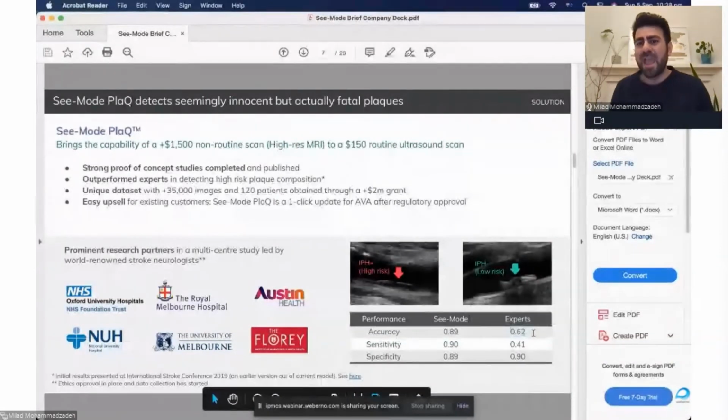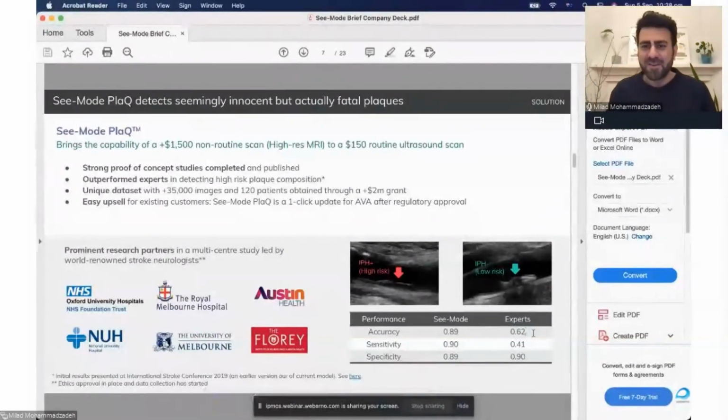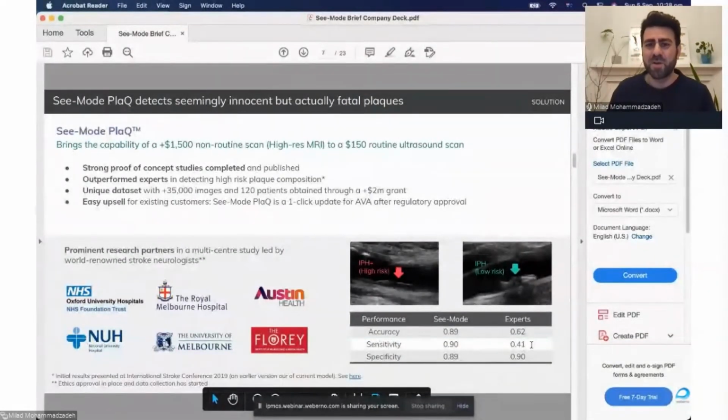And this is not a high accuracy for them. This is, especially looking at their sensitivities, less than a coin toss. And that's why they currently do not make that judgment call.